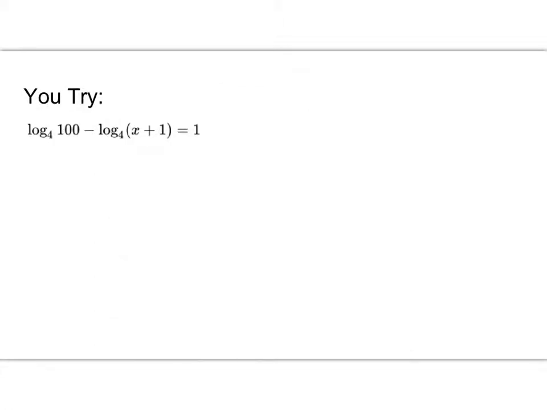All right, here's one for you to try. Pause the video, restart it when you're ready. All right, again, I have two separate logs subtracted. Their subtraction, that is the same as division. Because they have the same base, I can go ahead and combine them, and I get log base 4 of 100 over x plus 1 equals 1. And then I can go ahead and give both sides a base of 4.